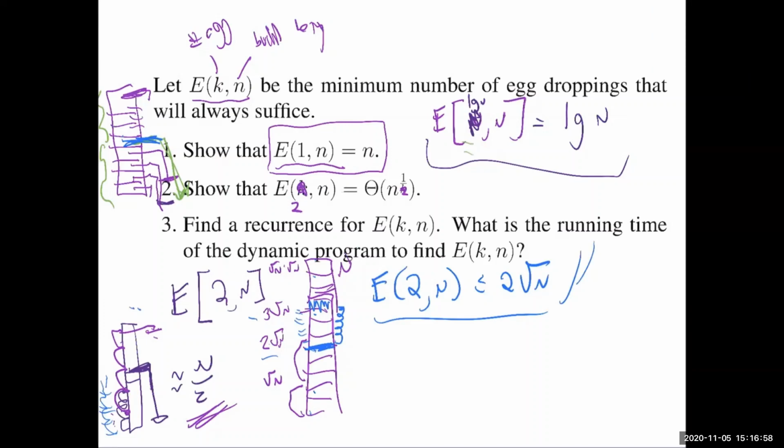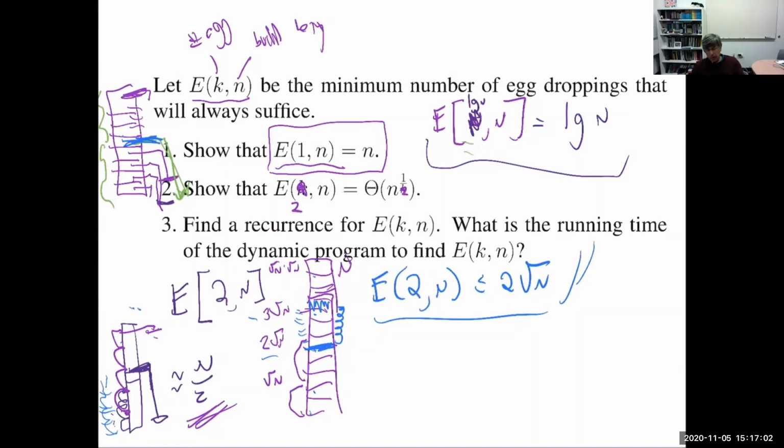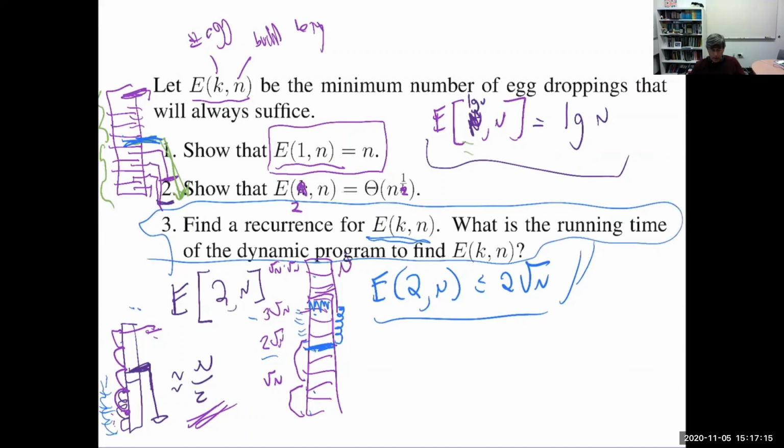Question? Okay. The next question, now that we have started to warm up the eggs a little bit, is, could you give me a recurrence to compute what E of n k is exactly? And this is what I want you to do now. Try to find exactly what E of k n is, for any k and any n.